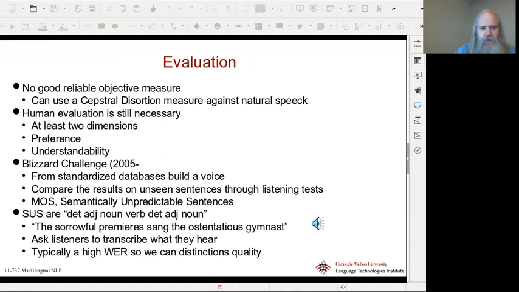And we also do this thing about semantically unpredictable sentences. We deliberately create sentences that have no relationship in the language model. So we take some generic form of, in English, we can do this in other languages, English, determiner, adjective, noun, verb, determiner, adjective. And we put low frequency words in there. So you get sentences like, the sorrowful premiers sang the ostentatious gymnast. And I'm going to play you that example, okay?